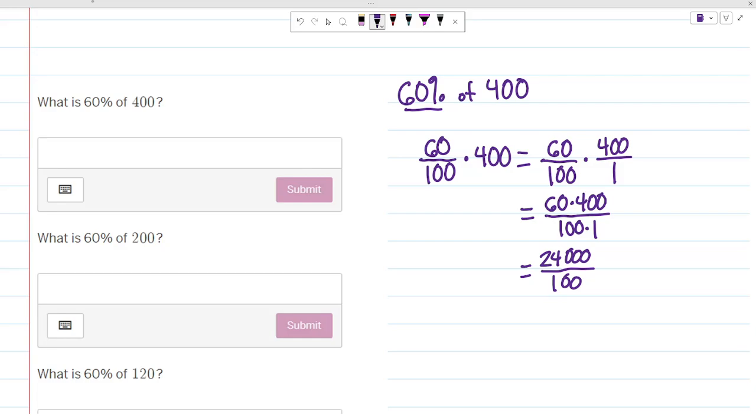So 24,000 divided by 100. We can do that with mental math. That's going to be 240. So 60% of 400 would be 240.